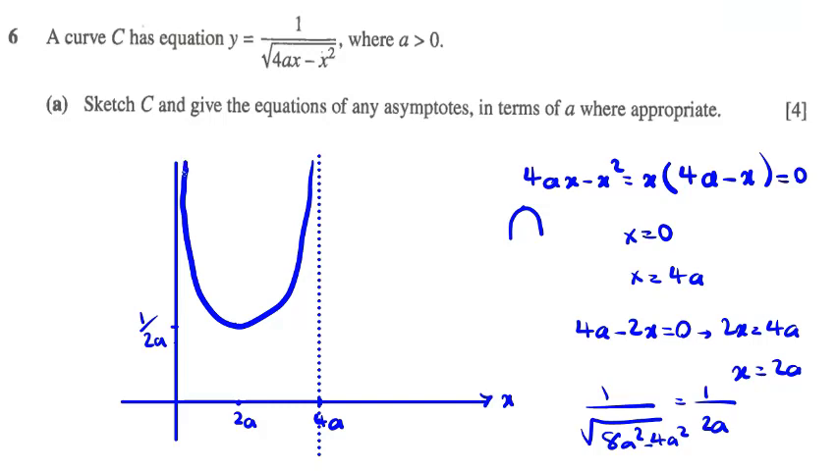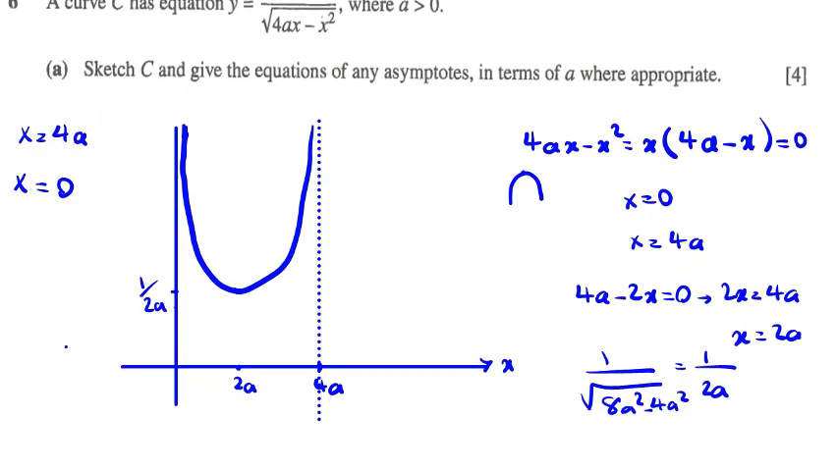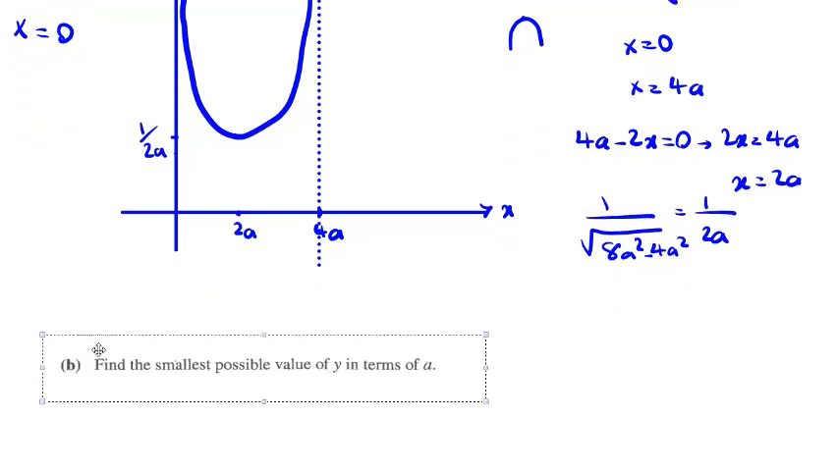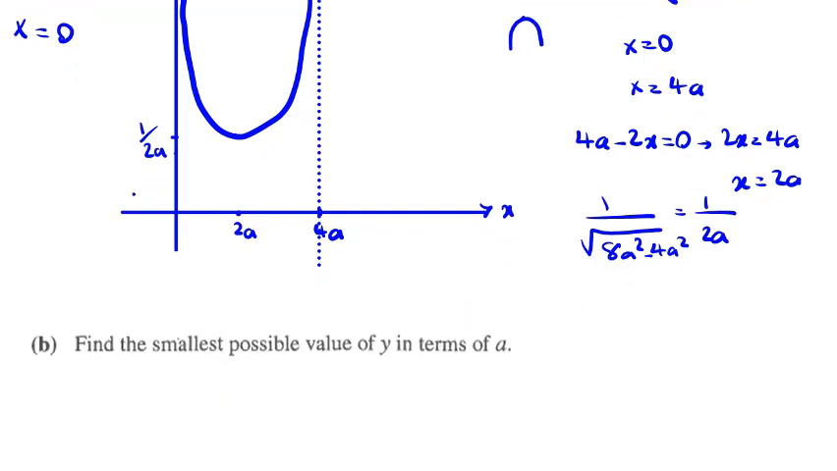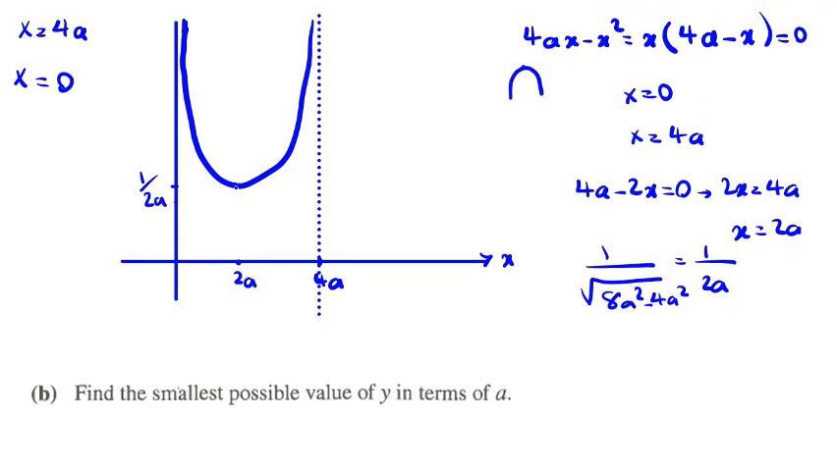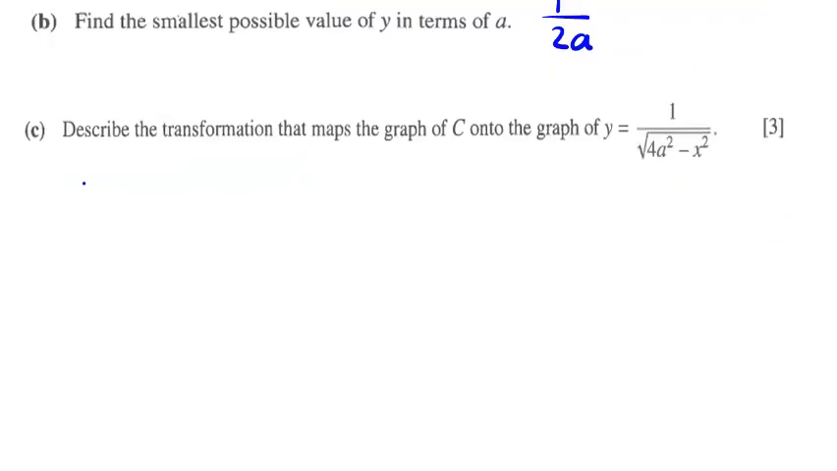So our asymptotes will be x equals 4a and x equals 0. Now let's solve part B. So we have two vertical asymptotes. Part B says find the smallest possible value of y in terms of a. So it is this, 1 over 2a. Part C, describe the transformation that maps the graph of C onto the graph of y equals this.